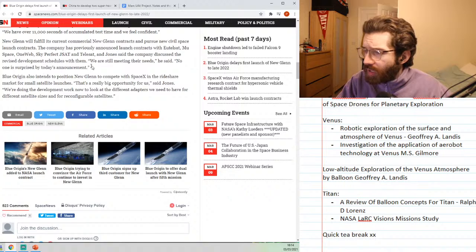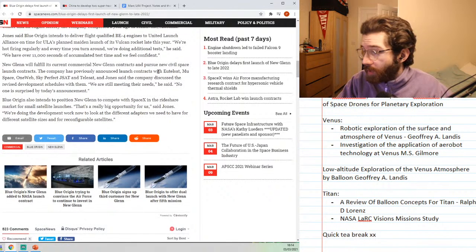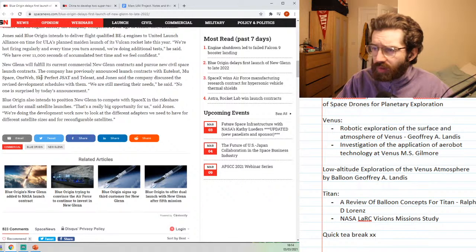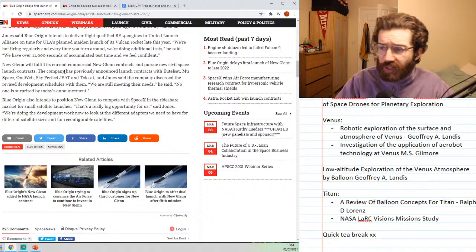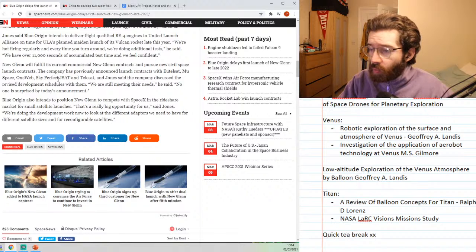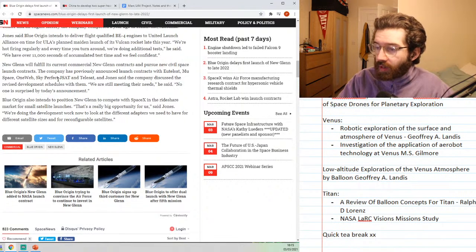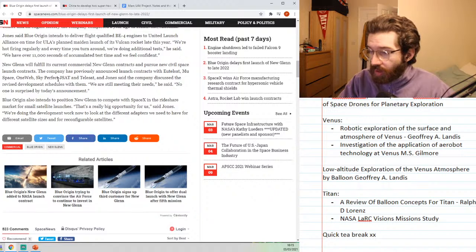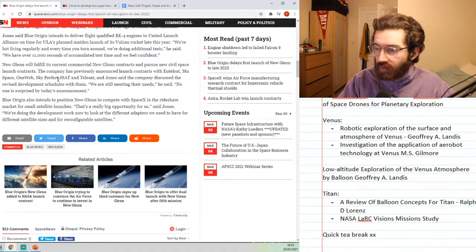Blue Origin also intends to position New Glenn to compete with SpaceX in the rideshare market for small satellite launches. You can tell that already by the companies they're working with. I don't know all of them. Sky Perfect JSAT, I thought that was Sky, and then I thought the other was Perfect JSAT, but it's actually one company. But yeah, they're all telecommunications companies, which would be in the range of small satellite launches, maybe some bigger ones too, but mainly focused on satellites orbiting Earth. That's basically all they're doing.